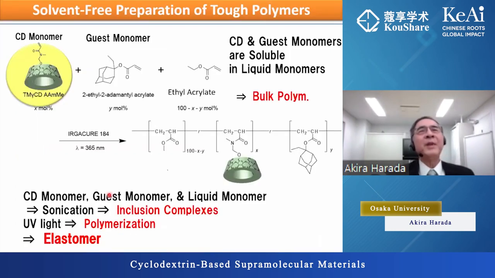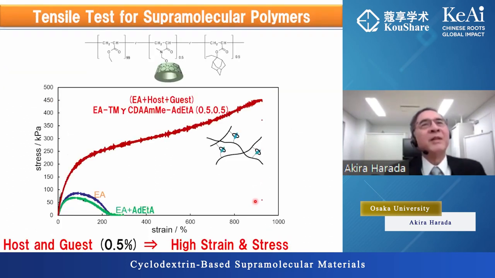We found that the hydrophobic methylated cyclodextrin monomer and guest monomer are soluble in some liquid monomers, like ethyl acrylate. So cyclodextrin monomer and guest monomers can be polymerized with liquid monomers in bulk without any solvent. We could obtain polymers, elastomers, containing a small amount of host and guest without any solvents. These are stress-strain curves for the polyethyl acrylate, and that with a guest, no difference, and with the host and the guest. The polymers showed high stress and strain values with the addition of only 0.5 mole percent of the host and the guest. Supramolecular materials are very tough.